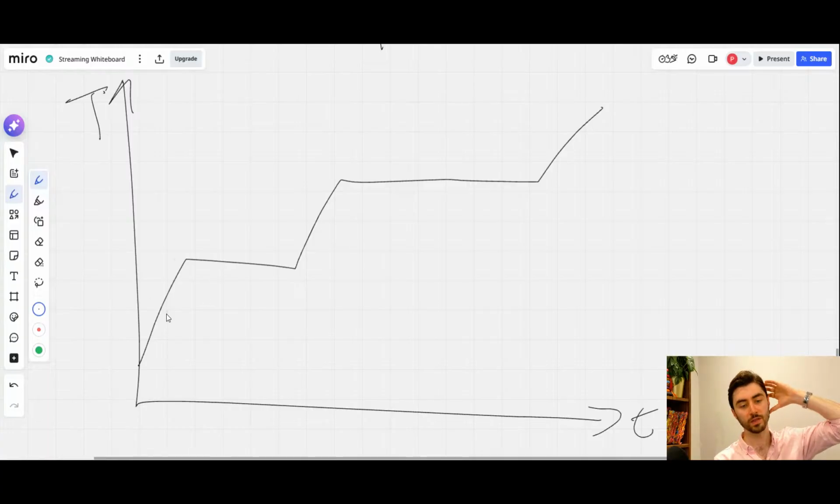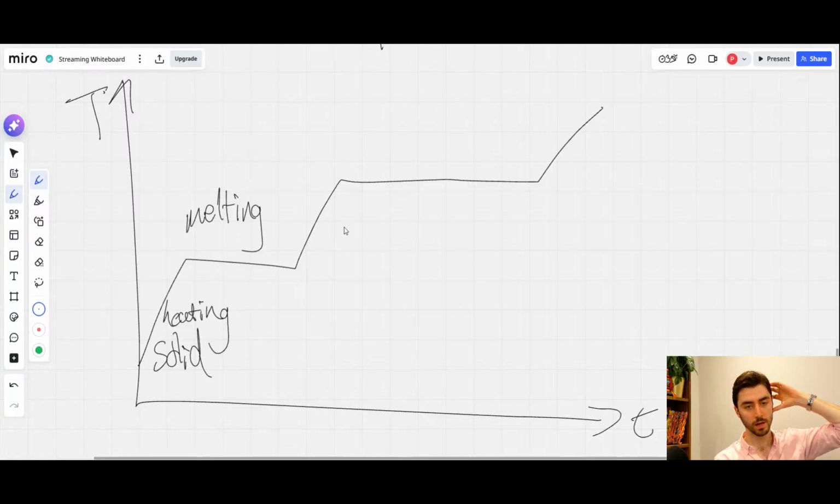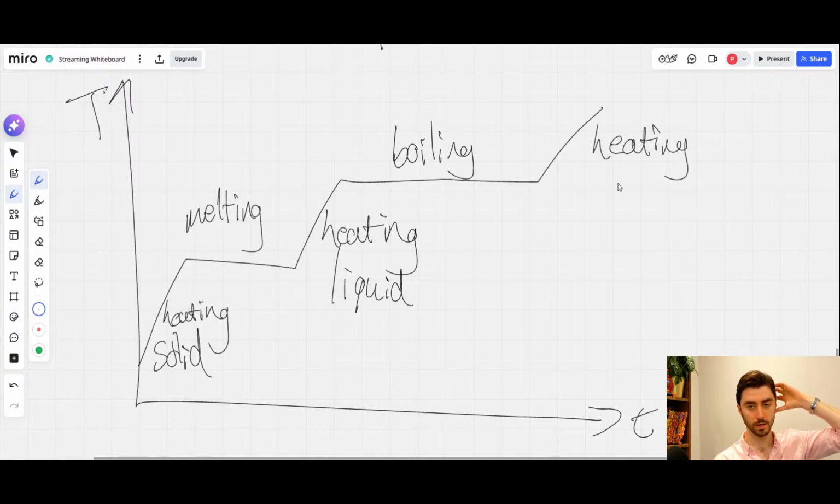Here we are heating the solid. Here we are melting the solid. Here we are heating the liquid. Here we are boiling. And here we are heating the gas. Now, as we saw before, the gradients of these bits relate to the specific heat capacities of the solid, liquid, and gas. And we can understand the specific latent heat from the length of these horizontal bits.